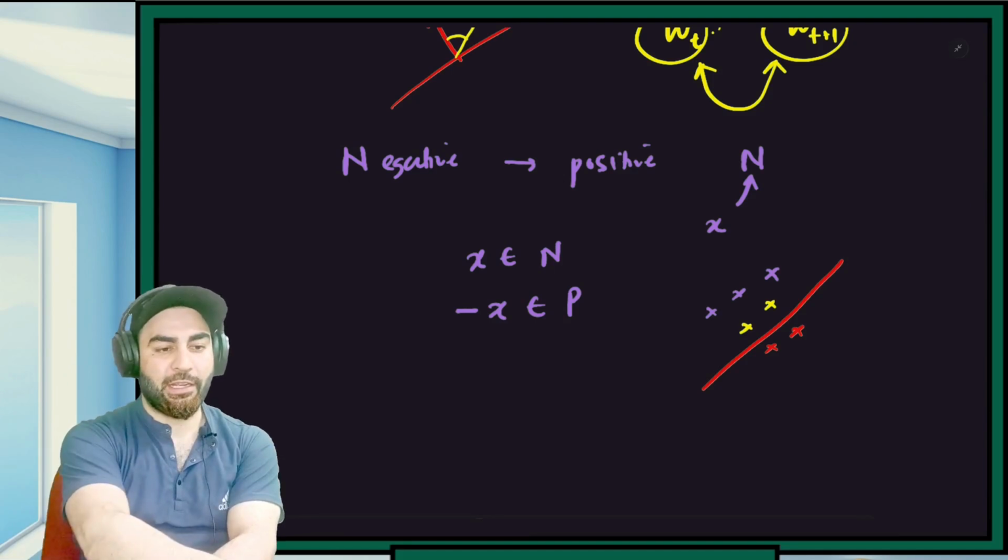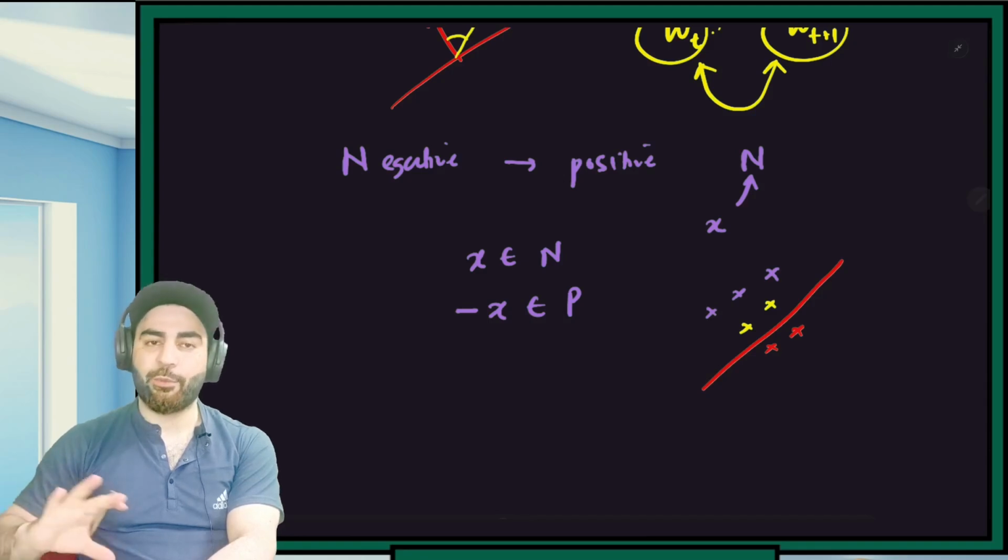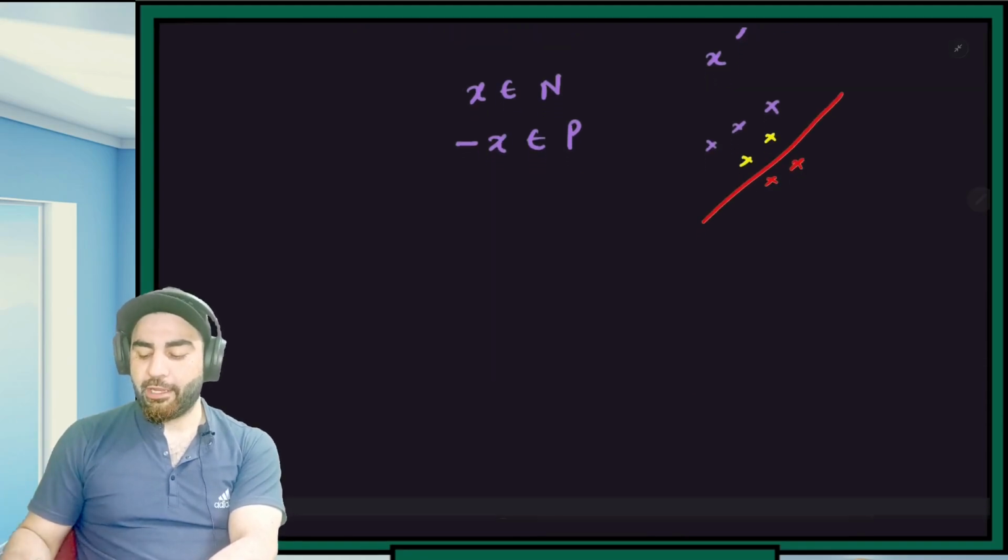Am I clear till this point? So this is one thing that I want you to be sure of. That is, I am making an assumption. I am converting these negative points into positive points. So why am I doing it? So that I have a set of points.